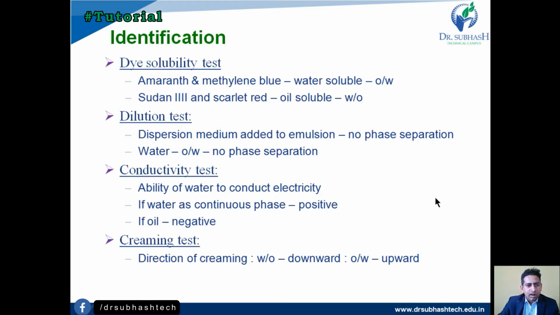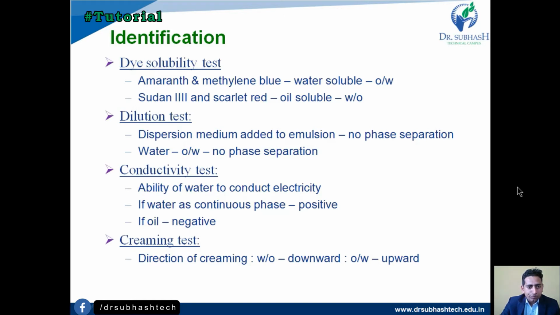The next one is the dilution test. Generally in an emulsion we have two phases, the disperse phase and the dispersion medium. If we add dispersion medium to the emulsion and there is no phase separation, accordingly we can say whether it is oil in water or water in oil. For example, in an oil in water emulsion, if we add water and it gives no phase separation, then it is a confirmatory test that the given emulsion is oil in water.